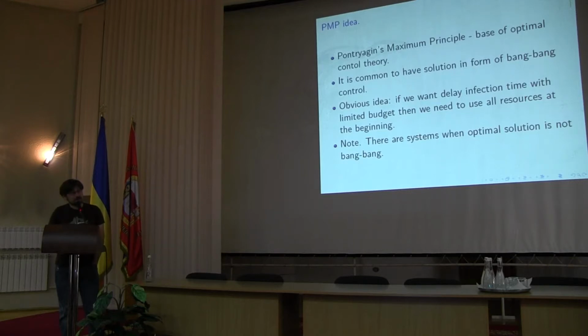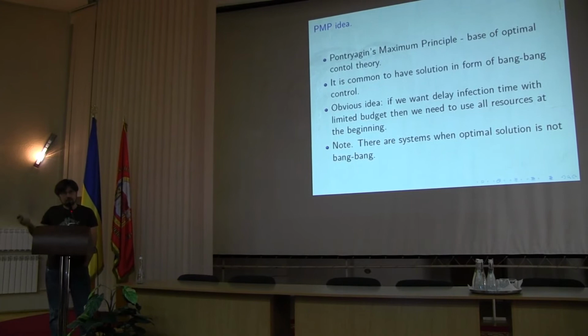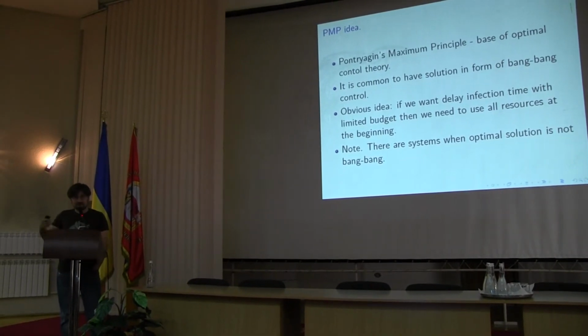Interestingly, the solution is often a bang control. Bang control is when you have, for example, all your resources spent at the beginning, and then at some point you switch to zero, and you don't use any resources at all. It's a first-order discontinuous function, and it's quite an obvious idea. If you have some infection and limited resources, a limited budget, you better spend all your resources at the beginning of the epidemic, and then you slow down for most of the time.